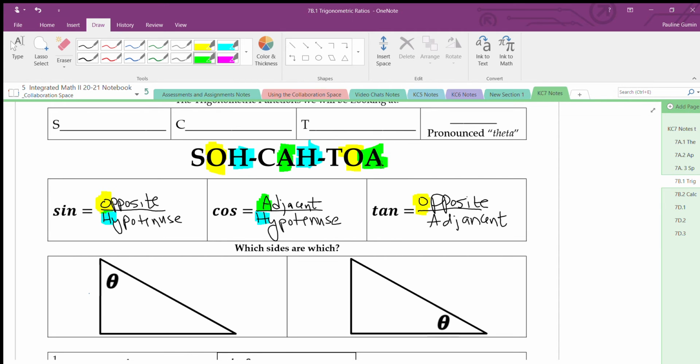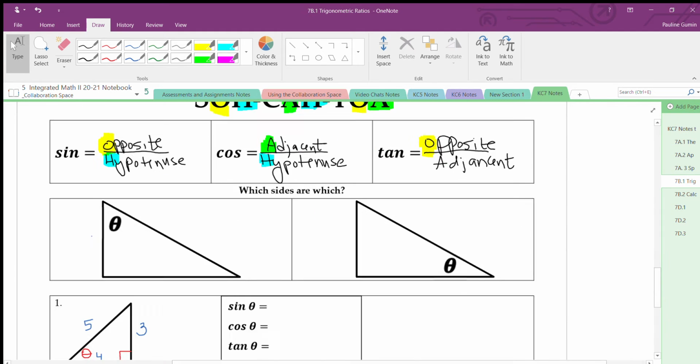Okay, now when we're talking about opposite, hypotenuse, and adjacent, we are talking about a right triangle and its sides. So let's take a look at two right triangles, no particular sides labeled with any values, okay? What we're really going to be focusing on is labeling the sides according to the angle we're working with. And this is what I mean.